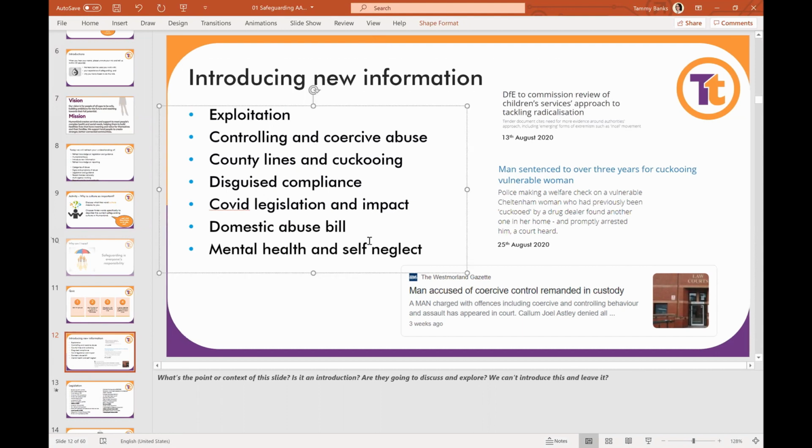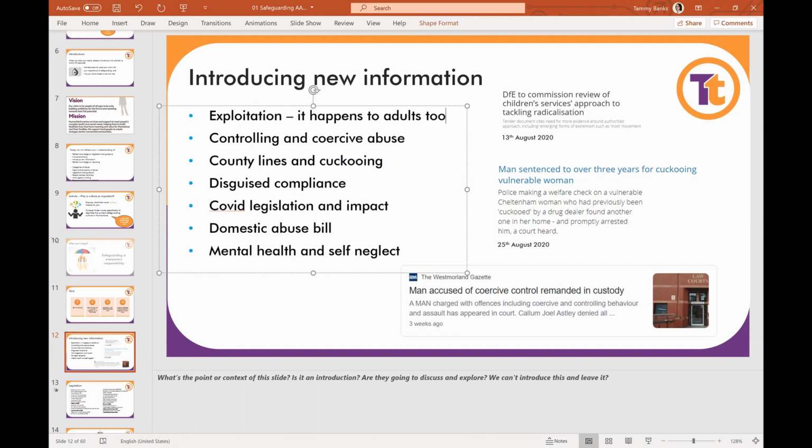So I've just changed that to the things that you've covered. Yep. So exploitation. Shall I put it happens to adults too? Because that's what you're wanting to talk about, isn't it? Yeah. I would still, because if we just put exploitation, people are going to go, oh, but everybody's been talking about that for years. And it's not just exploitation. That's not what you mean, is it? Yeah, and I think because also then we have those discussions.